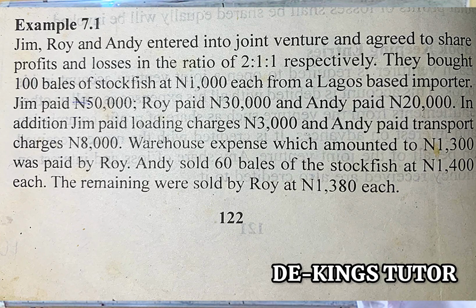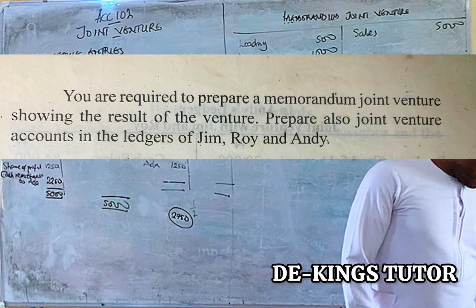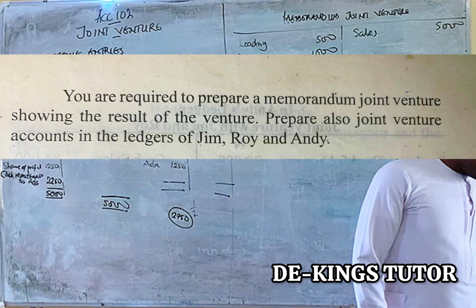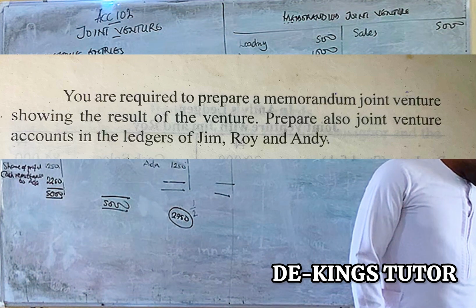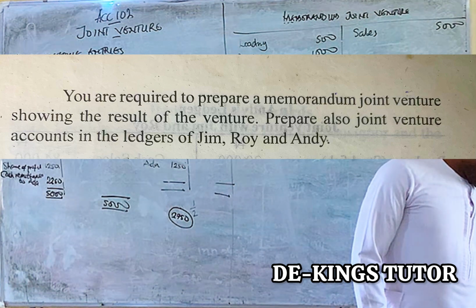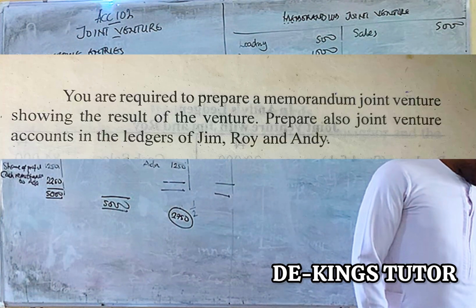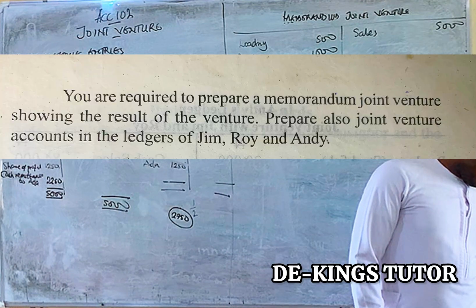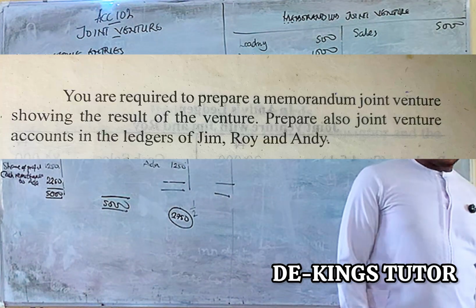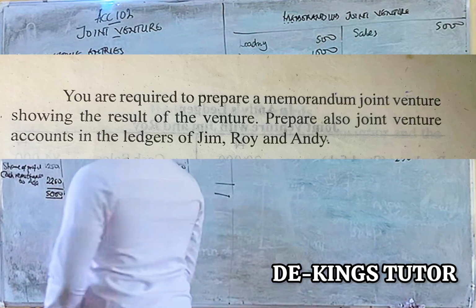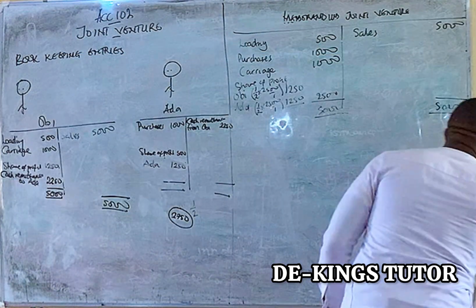Andy sold 60 bales of stockfish at 1,400 each. The remaining were sold by Roy at what? You are required to prepare a memorandum joint venture showing the result of the venture, and also prepare joint venture account in the ledgers of Jim, Roy, and Andy. Okay? So that is what we want to do now.